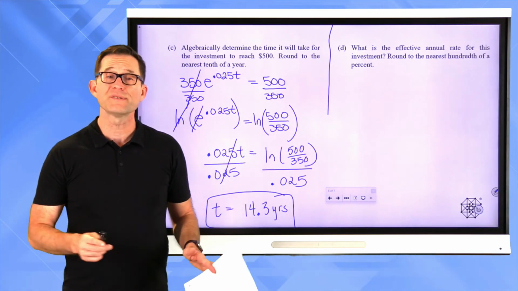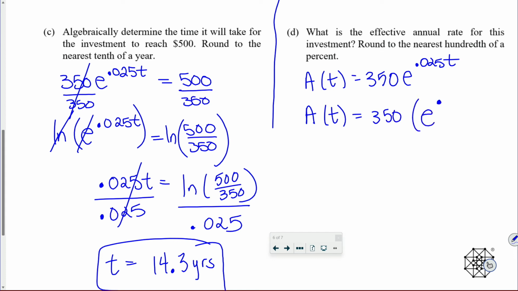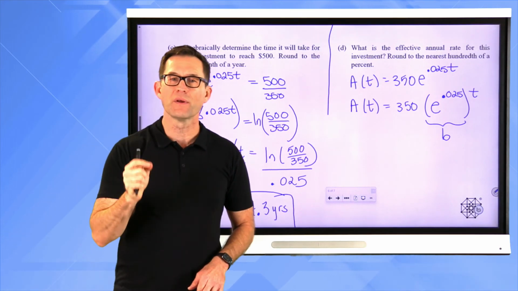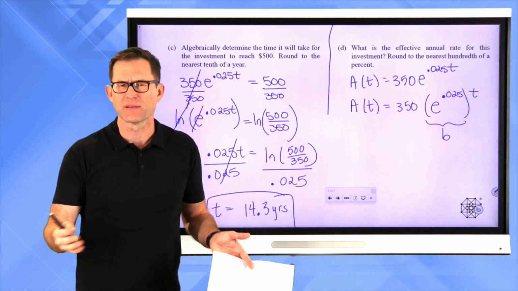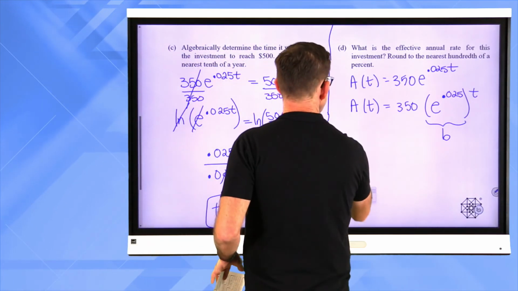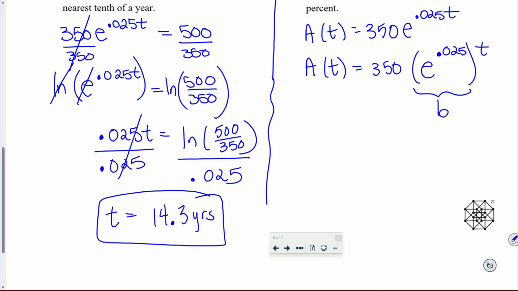Well, remember, we can always see that rate by taking something that looks like this and rewriting it like this. And that value of b is going to tell us what the effective rate is. Granted, it's going to be 1 plus the rate, but then we just have to subtract 1. So in fact, it's e to the r. That's the real key.